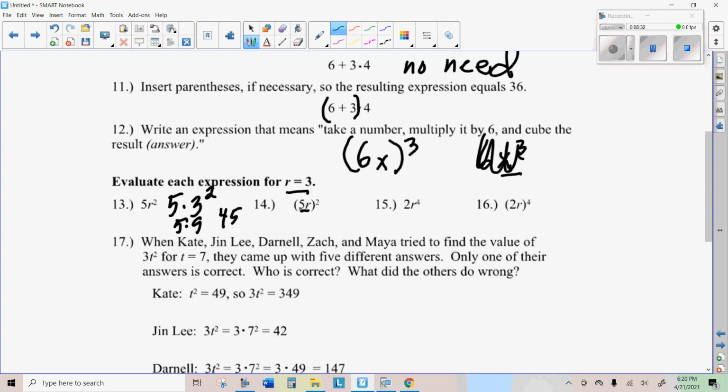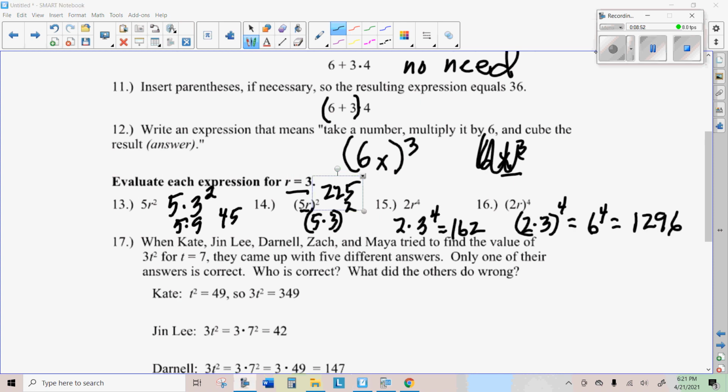Now here you have to make sure you do 5 times 3 first in parentheses, and if you want to write it out, it might be helpful. And then take that to the second power. So 5 times 3 is 15, and then you have to do 15 times 15, which ends up being 225. Go ahead and try the last two, see if you get them right. All right, so I got 162 and 1,296.